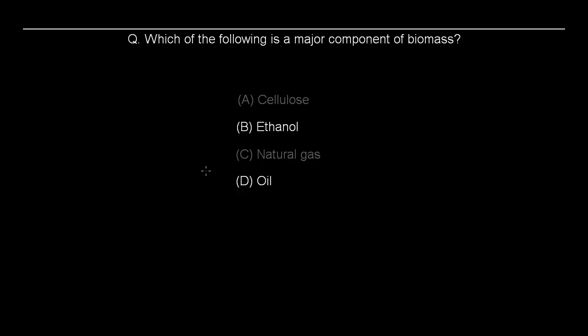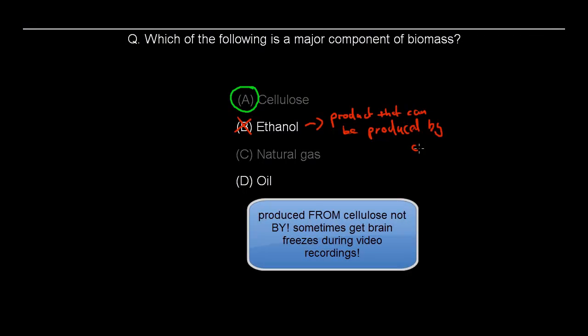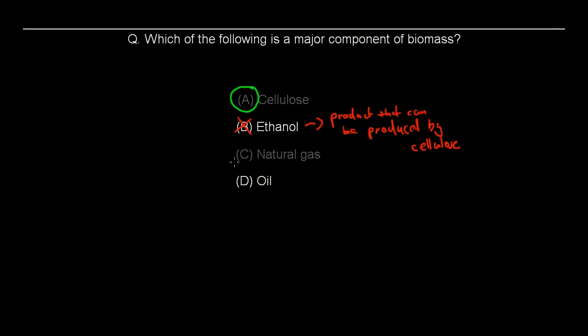Right, so I'm back. The right answer in this case was A, cellulose. The reason why the other ones are wrong: ethanol is a product that can be produced by cellulose, but it itself is not directly biomass. Natural gas is also wrong because it's a fossil fuel, and so is oil. These are both fossil fuels and thereby are not biomass. A was the correct answer.